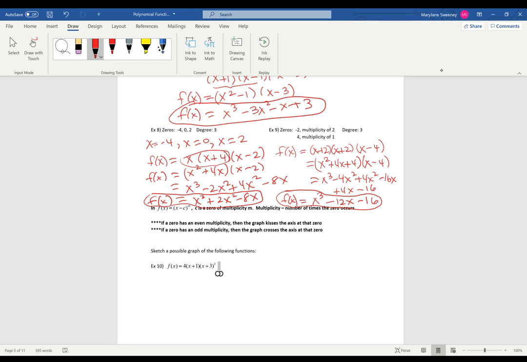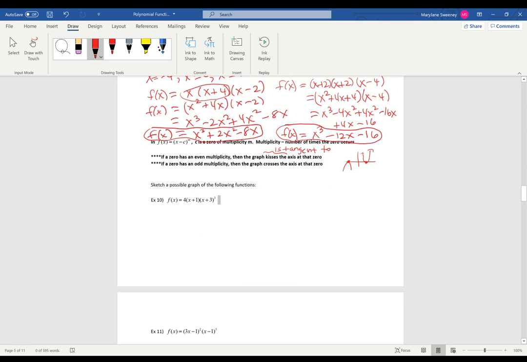Another way to say kisses the axis is tangent to. What does tangent to mean? Well, it just means it touches it and then turns around. So it just touches in one spot. That's tangent. Okay.